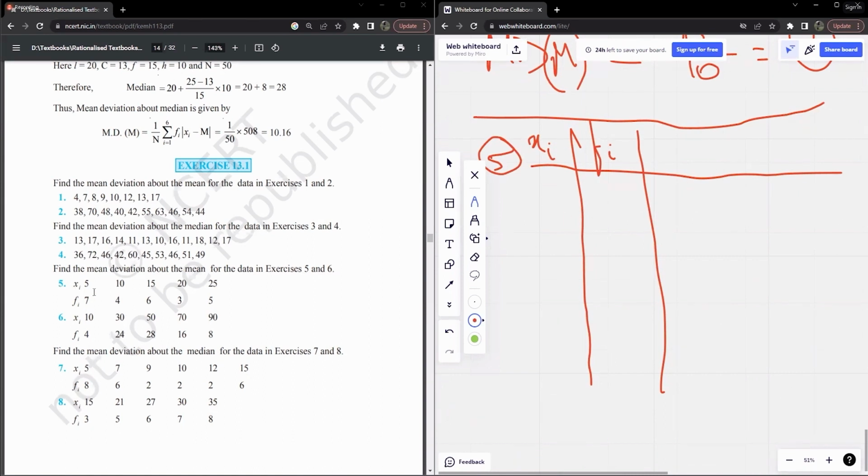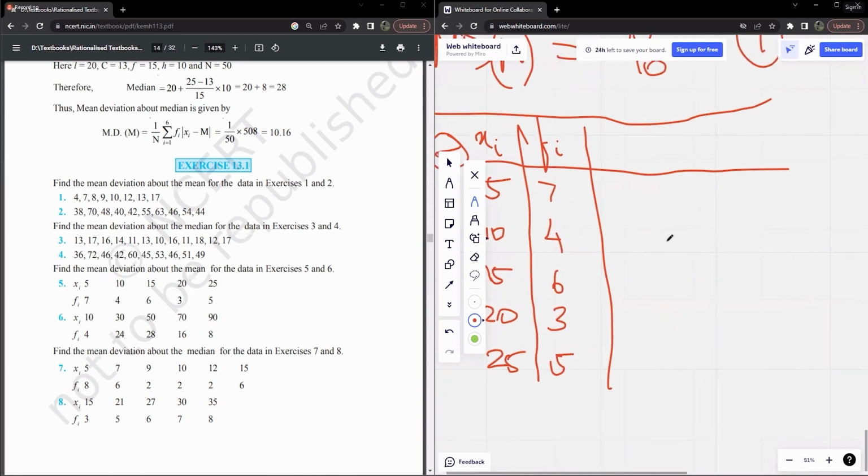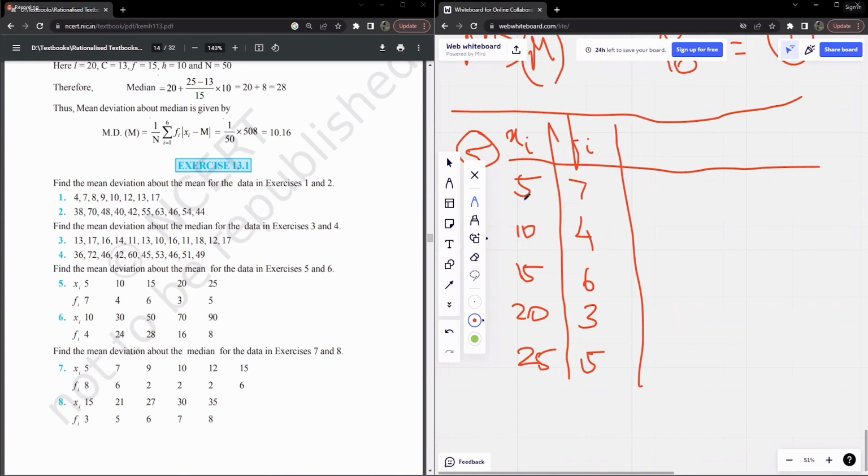So first things first, we have 5 classes of data. So we have xi being 5, 10, 15, 20, and 25. Cool. And the fis correspondingly are 7, 4, 6, 3, and 5. Right. Remember that for these kinds of data sets, your mean is basically sigma fixi divided by sigma fi. Right. So we anyway will have to find the product fixi for the mean. Right. And we have to find the deviation over the mean.